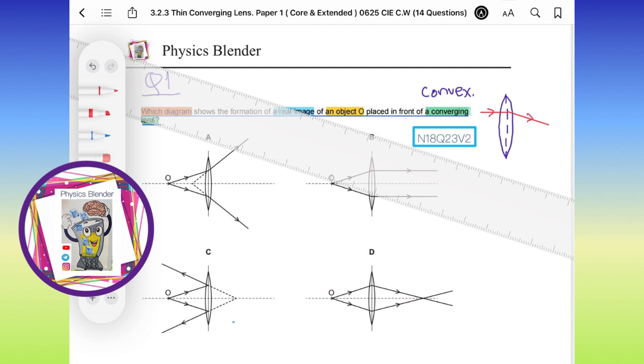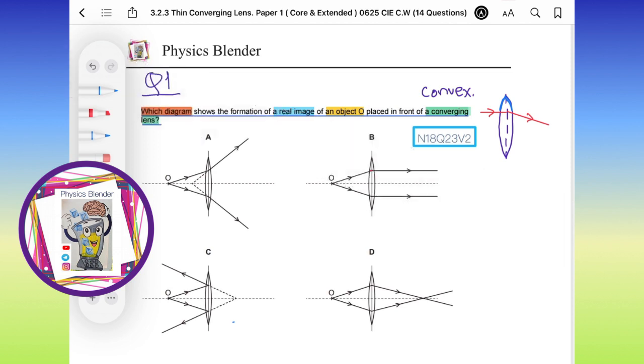In reality, refraction takes place at the boundary here and here. But for simplicity, we are just drawing refraction taking place at the middle line through the lens, inside the lens, not at the boundary. But in reality, refraction takes place at the boundary. This is the second point.